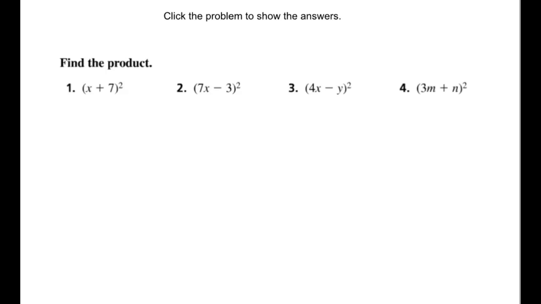Okay, so here are a couple of problems that I want you to try. This is your monitoring progress. So see if you can do these using our pattern and not having to write everything out for the whole thing.